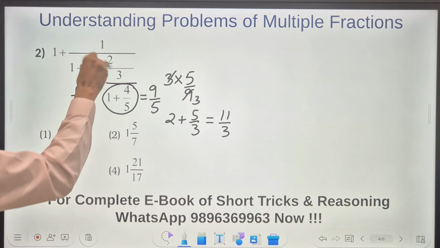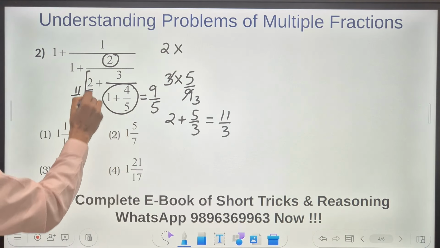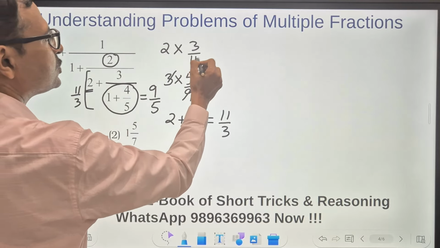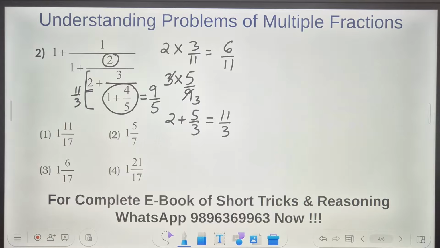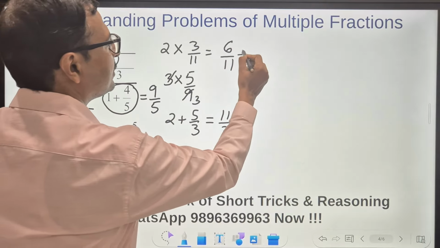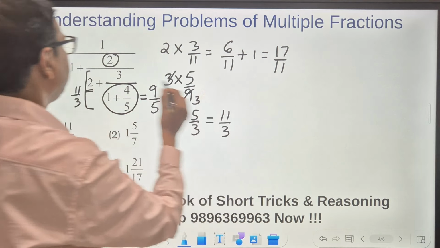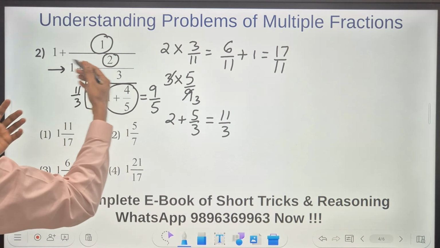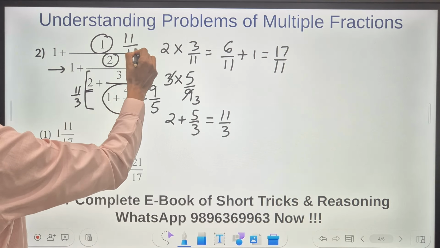Now again I have to flip it. Here I have a 2. So 2 times flip 11 by 3, you get 3 by 11. So this becomes 6 by 11. And after that it is very easy because I have to add 1, because adding 1 is very easy. 1 plus this number will give me 6 plus 11, 17 by 11. And then because I have a 1 here, this gets flipped again and becomes 11 by 17.